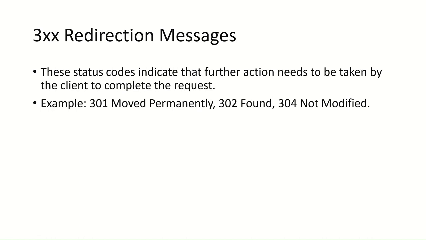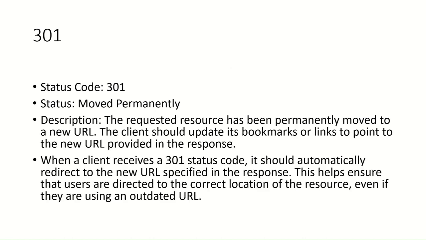Now one by one I am going to discuss these important HTTP status codes from the 3xx family. Let me go to the next slide. Here we are picking 301 first. The status code is 301 and the status name is moved permanently. In the description you can see that the requested resource has been permanently moved to the new URL.